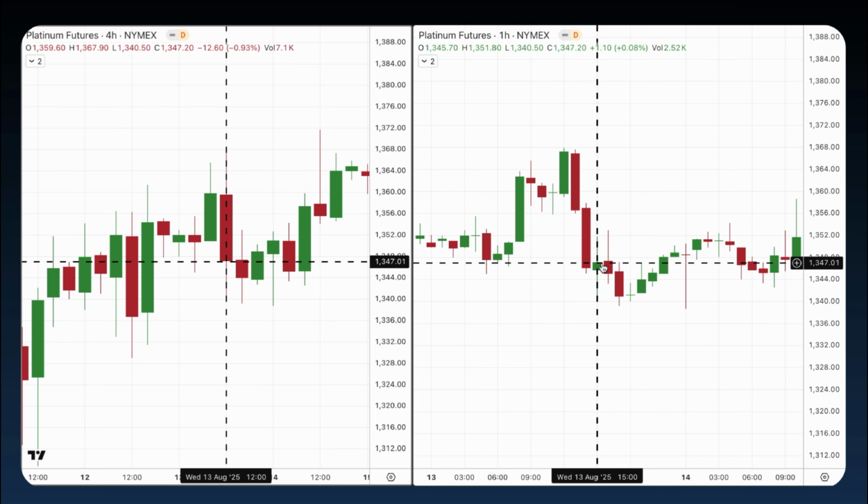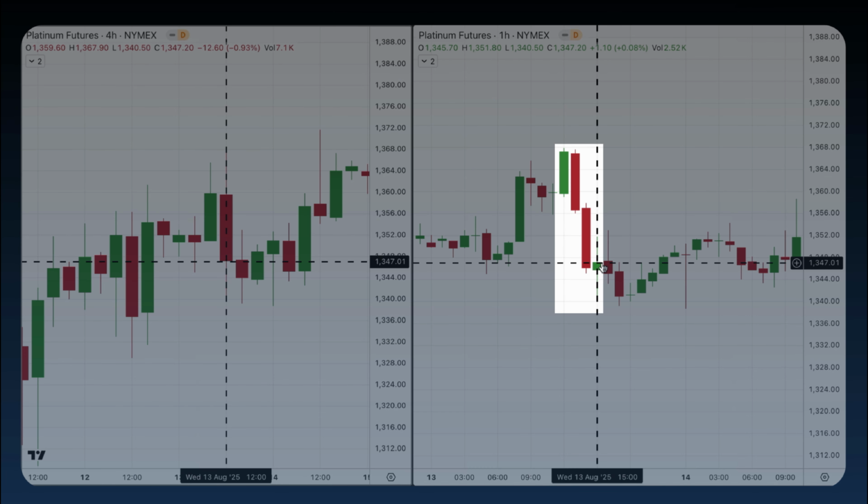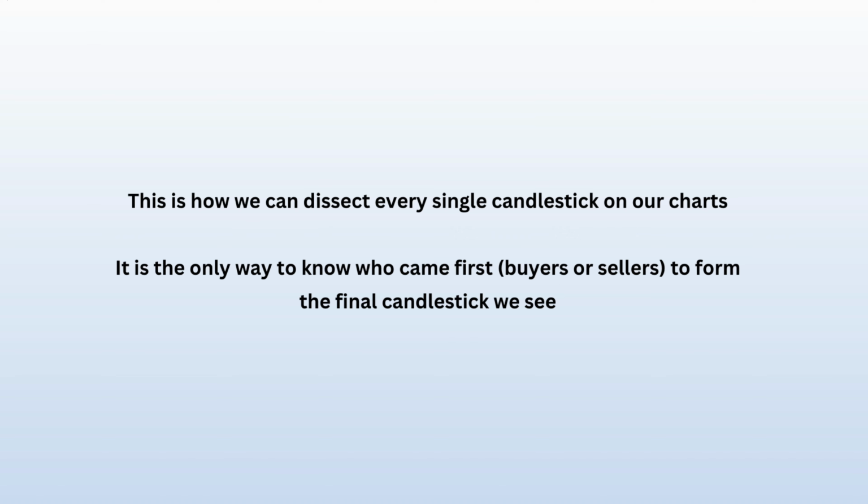This is how we can dissect every single individual candlestick, where the 1-hour time frame is helping us dissect and open up exactly what happened inside of the 4-hour candlestick. This is how we dissect every single candlestick on our charts. And it is the only way to know who came first, the buyers or the sellers, which then ended up forming the final candlestick that we see.